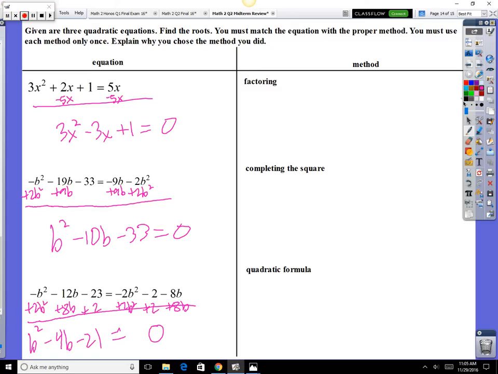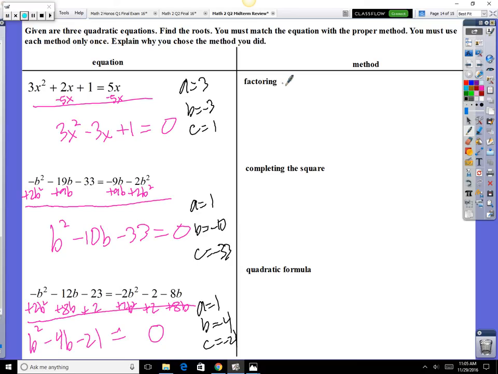Factoring. I want to factor one. Look right here. You've got a equals 3, b equals -3, c equals 1. This one I got a equals 1, b equals -10, c equals -33. And this one I got a equals 1, b equals -4, and c equals -21. So I want to factor one of the ones where a equals 1, so the middle one or the bottom one.